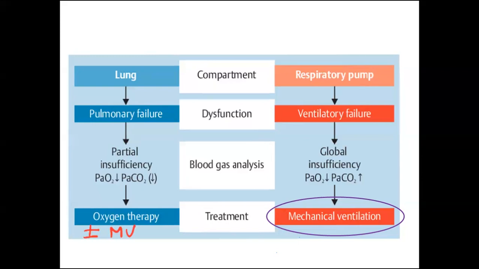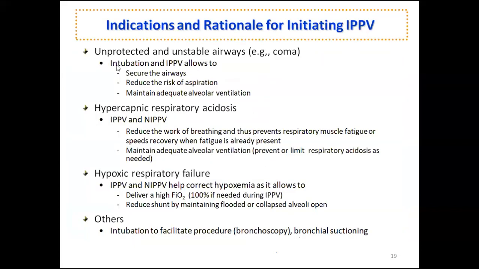Any child with respiratory failure needs some sort of support, whether it is hypoxemic failure or hypercapnic failure. In hypoxemic failure, initially you can try with only oxygen, but if this is a moderate or severe disease, they need some amount of support by mechanical ventilation. It could be NIV, it could be intubation, invasive mechanical ventilation. So for unprotected, unstable airways, you need to do mechanical ventilation, mainly invasive. And in hypercapnic respiratory acidosis, you need to give support.